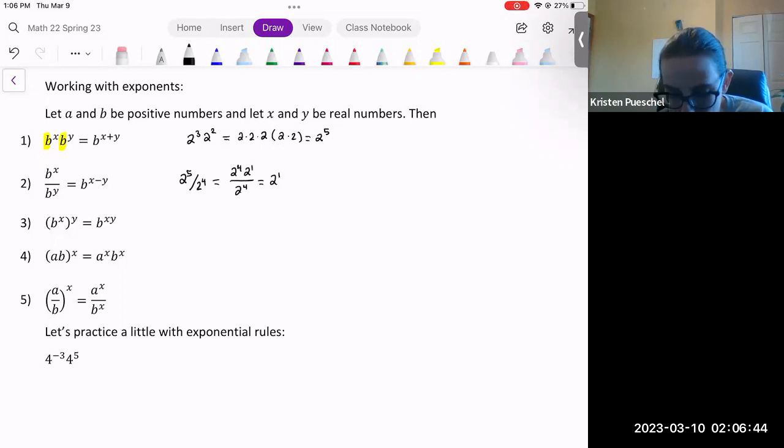Okay. All right. If we take exponents of, so if we have an exponential expression like b to the x and then raise it to a power, this is the same thing as multiplying our exponents together. So b to the x to the y is equal to b to the xy.